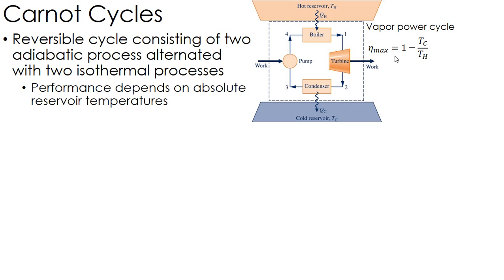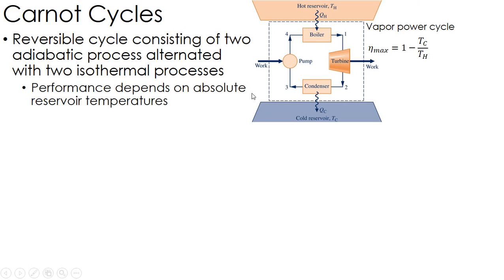Okay. Now, process 1 to 2 is the turbine. That's an adiabatic process, right? There's no heat transfer in the turbine. There's only work output. And then it goes through the condenser, which is going to be that isothermal process where it dumps heat into a cold reservoir. Then it goes through another adiabatic process, the pump, to bring it back up to a pressure to put it through an isothermal Q-in process at the boiler at T-hot.